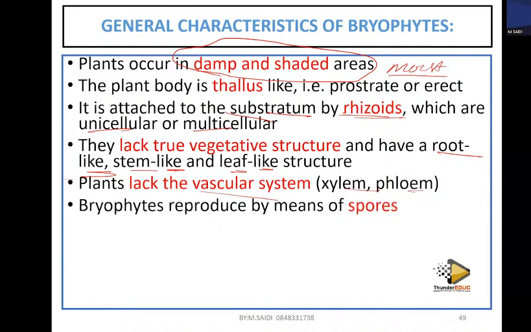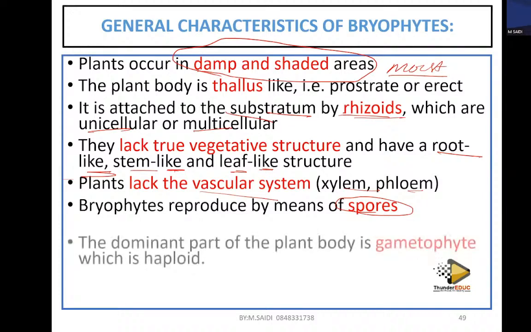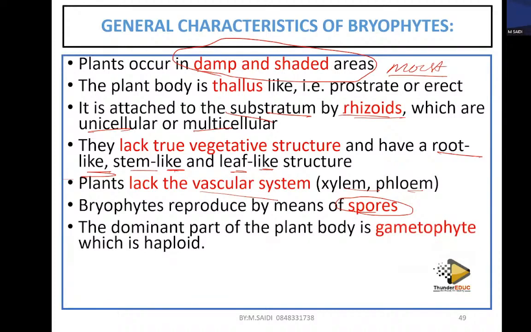These bryophytes reproduce by means of spores. Spores can even be blown by air to another point when the favorable condition is there. Then they develop. So that's how they look. The dominant part of this plant is the gametophyte. It means that the gametophyte is the dominant generation. In most plants the sporophyte is the dominant generation, but here the gametophyte, the phase of gametes, is the dominant generation, which is haploid.